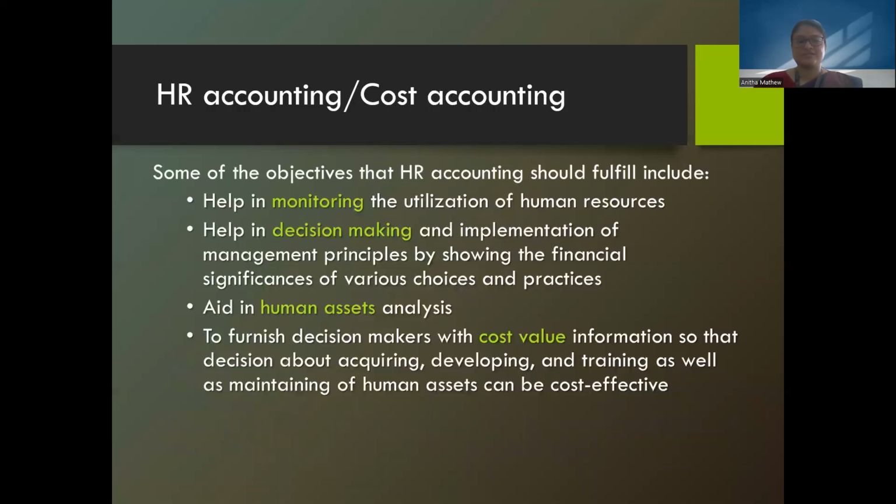So it helps in monitoring, it helps in decision making, helps in human asset analysis, helps with cost value information about acquiring, developing, training, and maintaining the human resources in the organization. So these are some of the performance appraisal methods. We had discussed traditional methods in an earlier video, and in this video, we have discussed the modern methods of performance appraisal. Thank you.